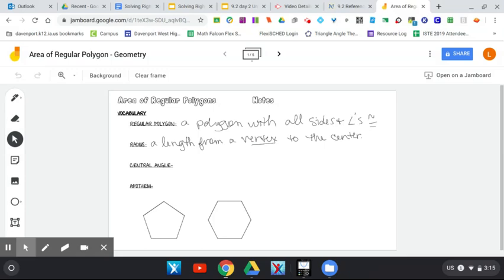A central angle is the angle created at the center, and you find that by taking 360 divided by the number of sides. And then the final word here is what we call the apothem, or the apothem. So you may hear it both ways. The apothem is going to be the length from the center to the side.